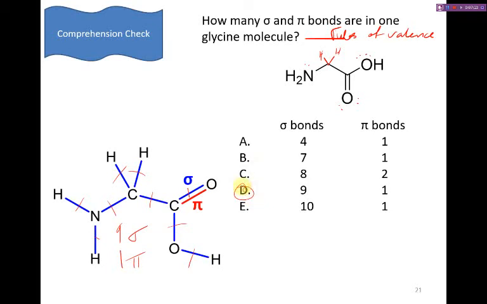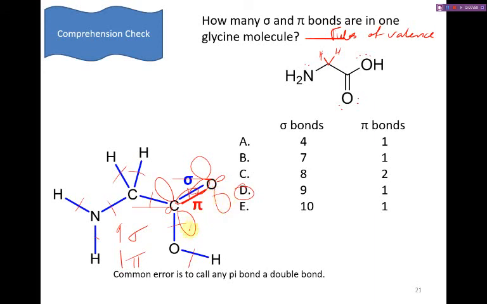So hopefully you got that. Now, it's very common to mistakenly call any pi bond a double bond. So if you had looked at this and said that there were 8 sigma bonds, then you're forgetting that in order to have the pi bond, we have the hybridized orbitals that are overlapping, and then the unhybridized orbitals that are overlapping.